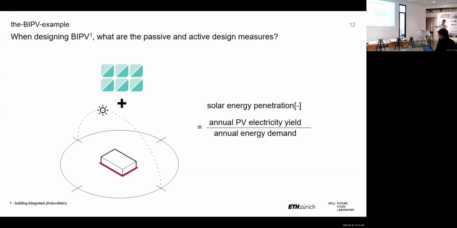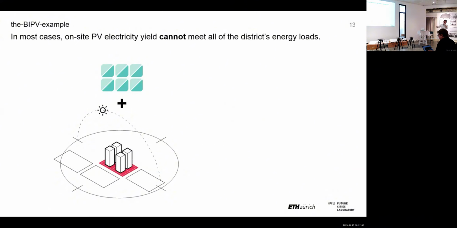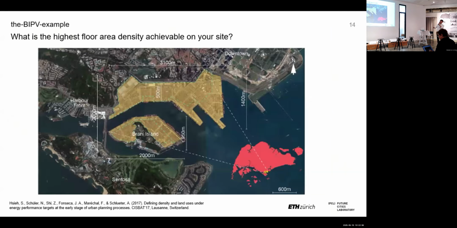So as you can imagine, you want to increase the annual yield and reduce the energy demand, right? It's very simple. Reducing the energy demand is the passive measure, and improving the PV yield is the active design measure. So when it comes to urban context, things become more complex, and there's neutral shadings.